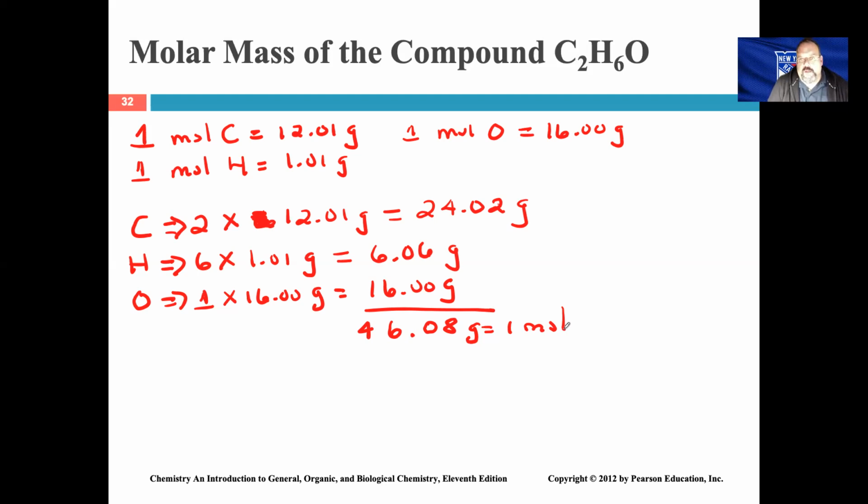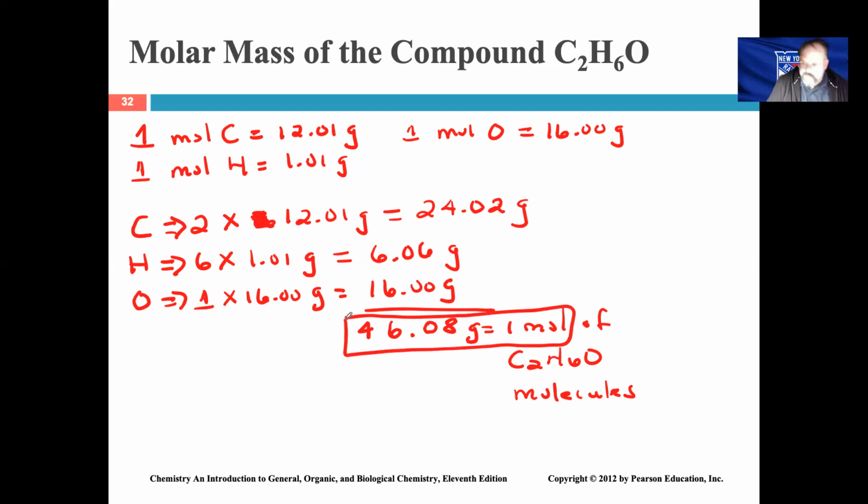And here, because we're talking about a covalent compound, essentially 1 mole of C2H6O molecules would have a mass of 46.08 grams. Okay. Now again, just like we saw with elements, these molar masses can actually be used as conversion factors. Again, to convert between what? To convert between grams and moles. So in the next couple slides to finish off, we're going to take a look at a couple of examples of that.